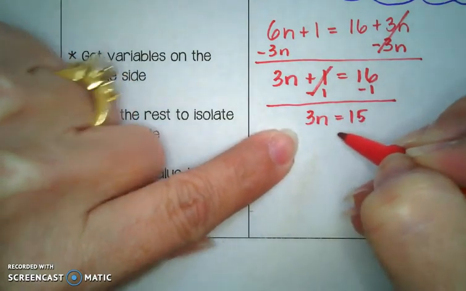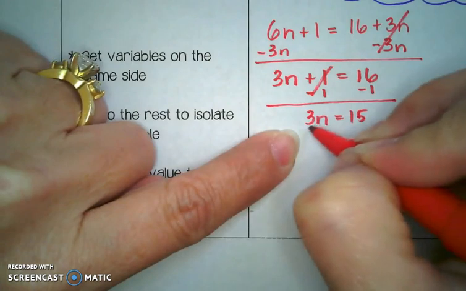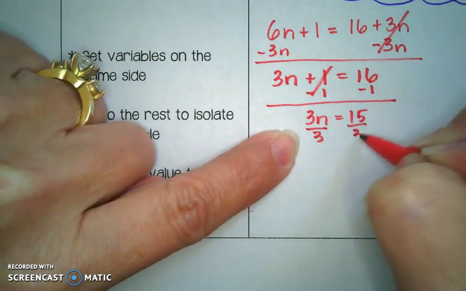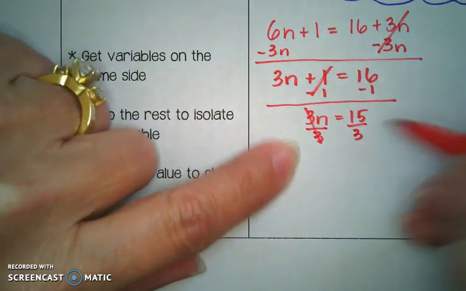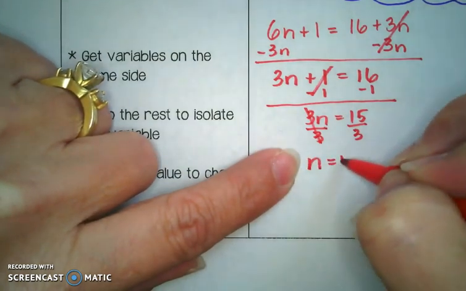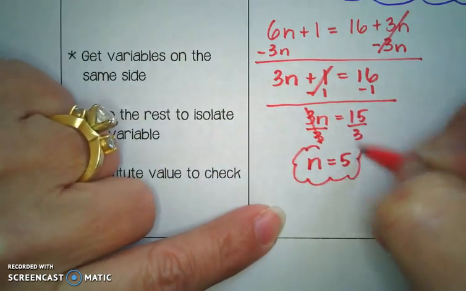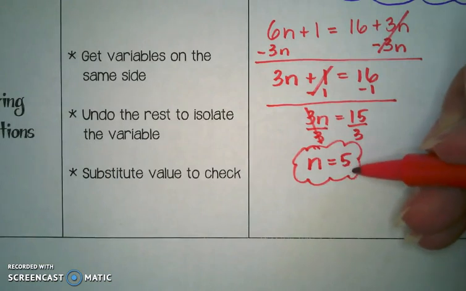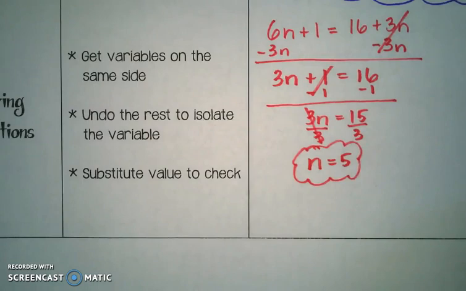To get this n disconnected from the 3, I need to divide by 3. Whatever you do to one side, you do the other. That cancels, and n equals 5. And any problem can be checked by filling this in. So if you go back in at the top and replace this, you will get the correct answer.